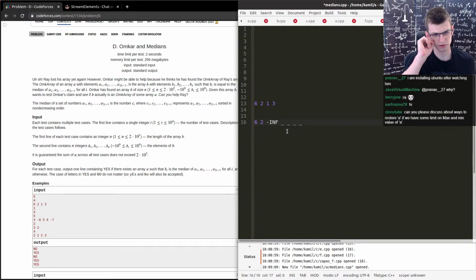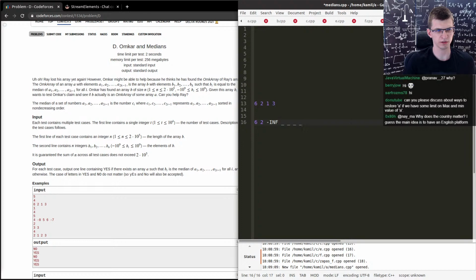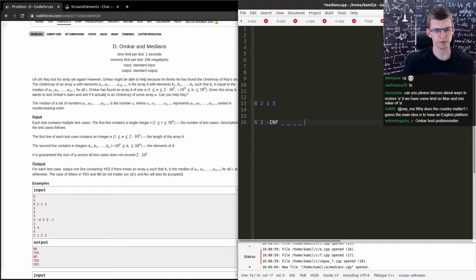Installing Ubuntu after watching me? Oh, I'm not sure if that's a good approach. Best alternative to LeetCode if you don't want to burn $100 annually? Isn't LeetCode without premium enough?